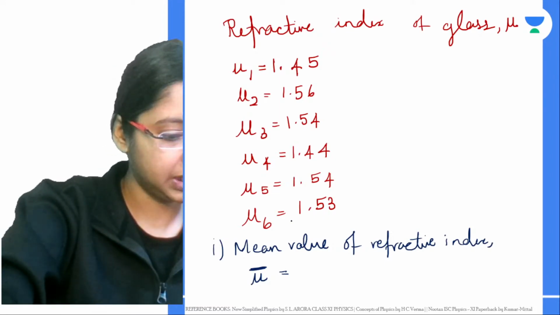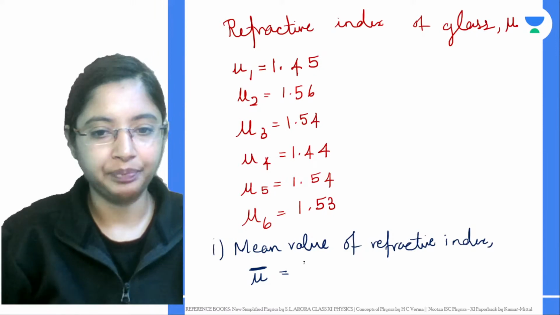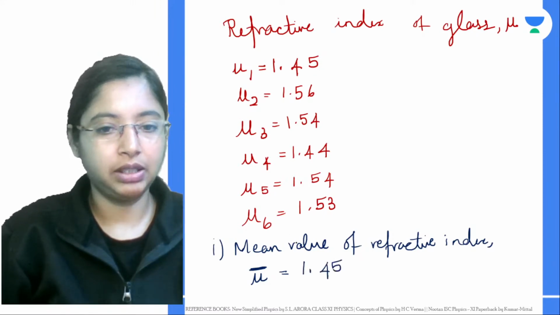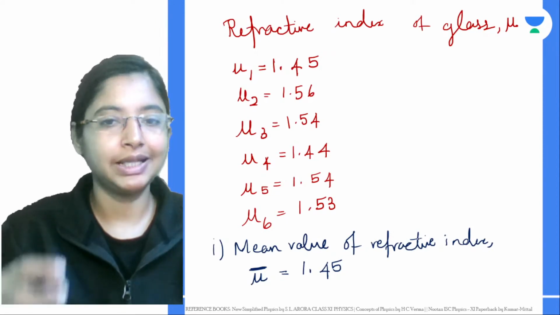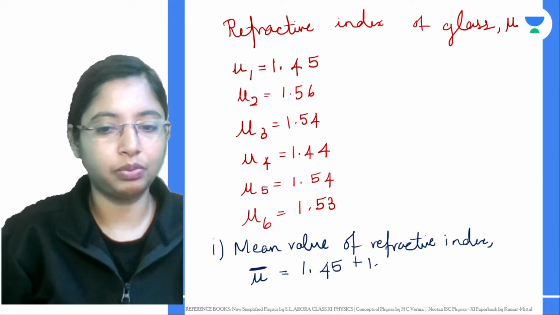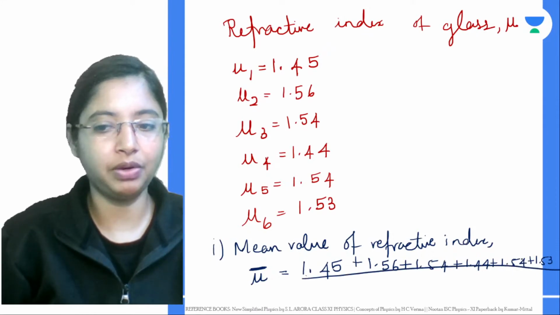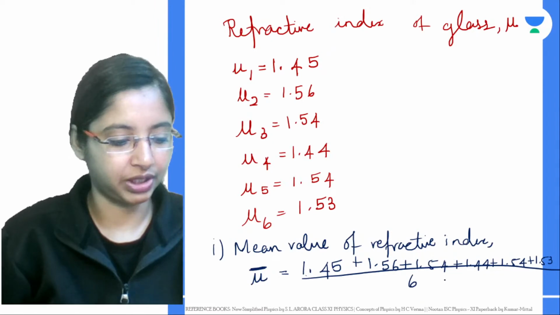Prabir, could you just try giving that question one more time? You've given an answer, just try it one more time. Let's say 1.45. The mean value of refractive index means the sum of observations, right? How many observations are there? 1.41 plus 1.56 plus 1.54 plus 1.44 plus 1.54 plus 1.53. Divided by how many observations? 6 observations are there.